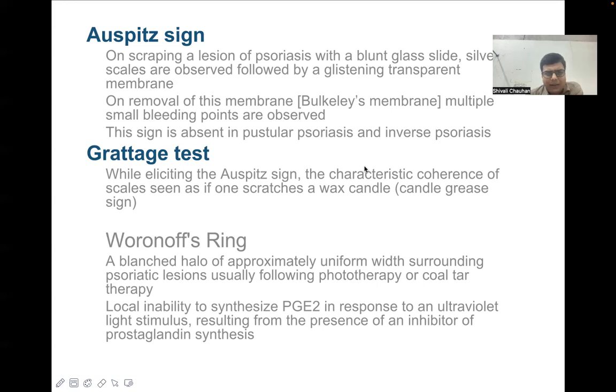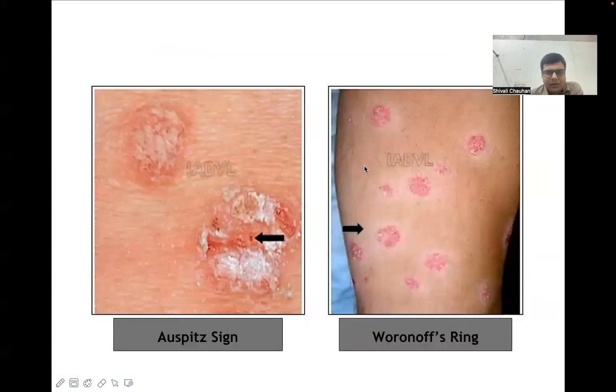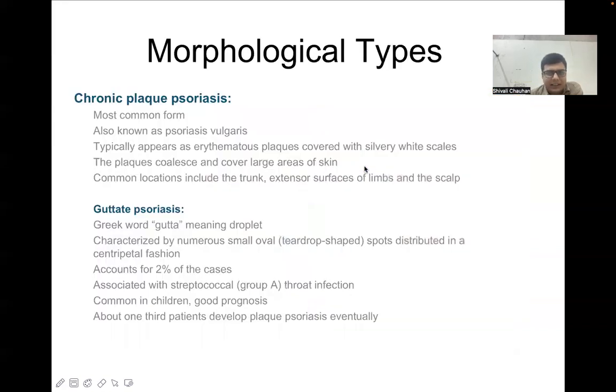Woronoff's ring. A blanched halo of approximately uniform width surrounding a psoriatic lesion usually follows phototherapy or coal tar therapy. It is due to local inability to synthesize prostaglandin E2 in response to ultraviolet light stimulus, resulting from the presence of an inhibitor of prostaglandin synthesis. So you can see the Auspitz sign with pinpoint bleeding. You see the white ring around the psoriatic lesion called Woronoff's ring.